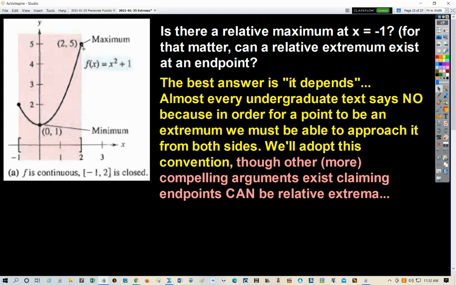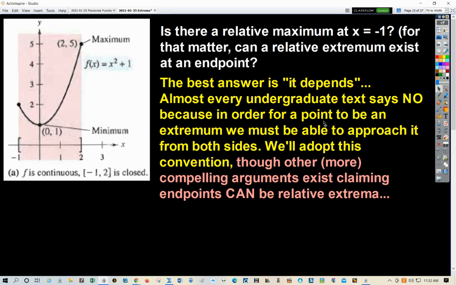Because the ant, in my opinion, can't approach from the left at this left endpoint, and so it would count as a relative extremum. It's like if he got to the edge of his universe and it just fell away, well, he's still standing on a point there that is higher than all of the points he has access to in his immediate vicinity, right? Okay, despite that, most high school and undergraduate textbooks say no.